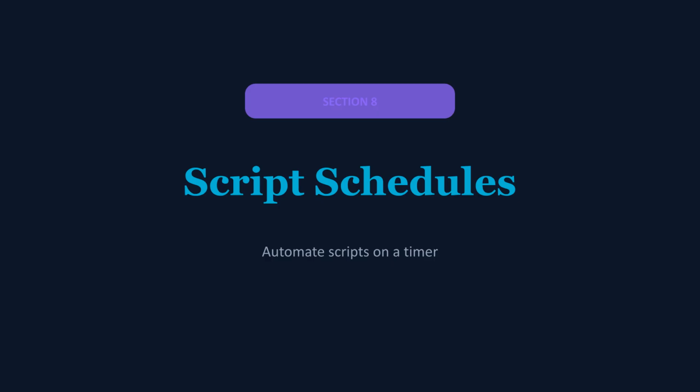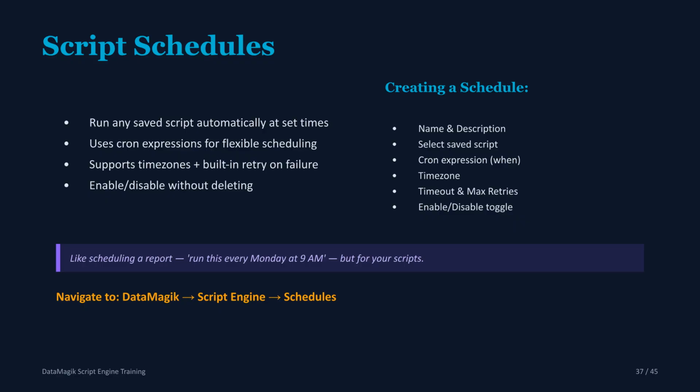Section 8 introduces script schedules, the mechanism for automating scripts on a timer. Script schedules run any saved script automatically. They use cron expressions for flexible timing and support time zones and built-in retries. Creating a schedule involves selecting a script, setting a cron expression, a time zone, and configuring timeouts and retries. This is like scheduling a report, but for automation.